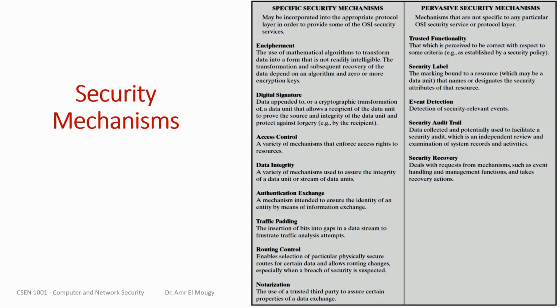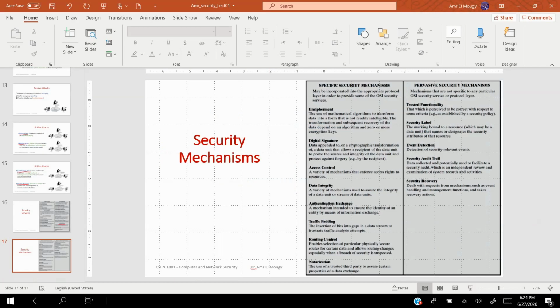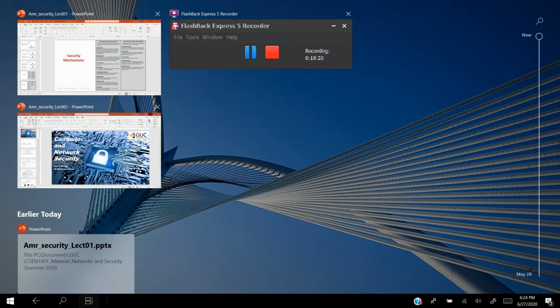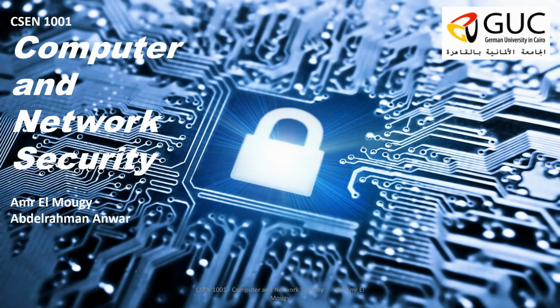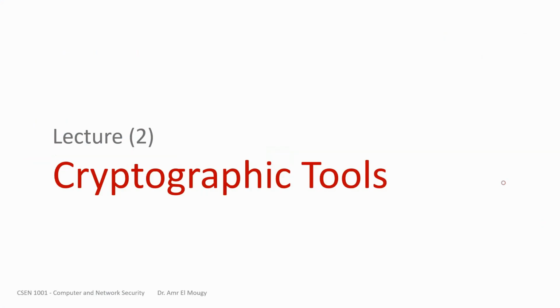How will we achieve them? There are several tools, and some of these tools are listed in this table. Encipherment or encryption, we have digital signatures, we have hash functions, we have message authentication codes. We will study different cryptography tools to achieve these security objectives. Okay, and with that, we end our basic conceptual introduction. And we can now go directly into our first topic in the course, which is cryptography.